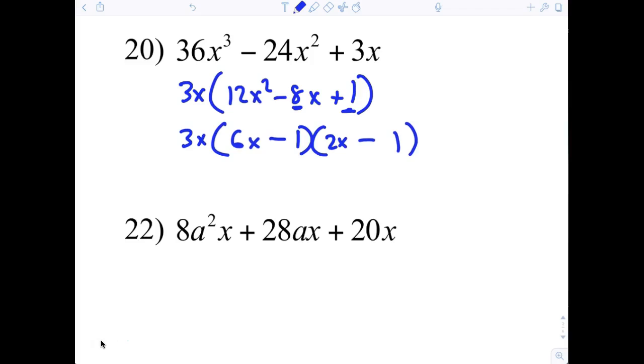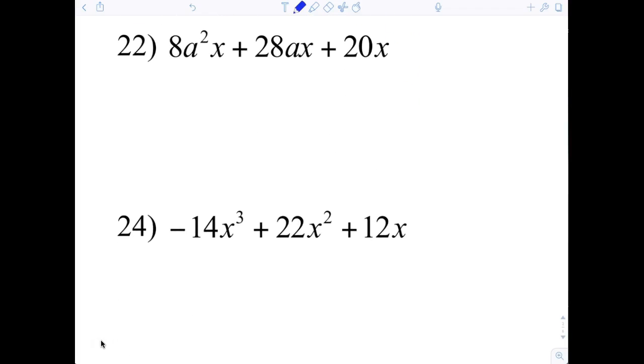All right, here we go. Continue on. What's common? 2x. I think 4x. Be careful. If you do a 2x, it's just going to make it harder. Okay, so make sure you get that initial part right. So thank you. 4x. What am I left with? 2a squared plus 7a plus 1. All right, here we go.